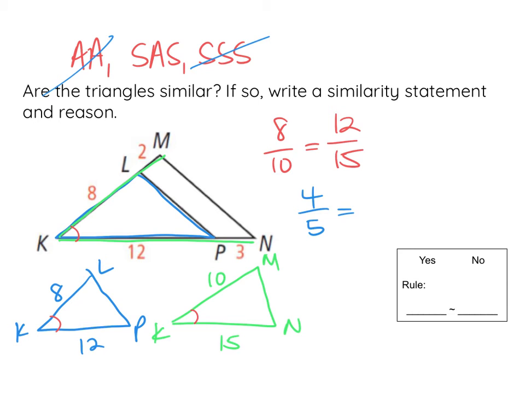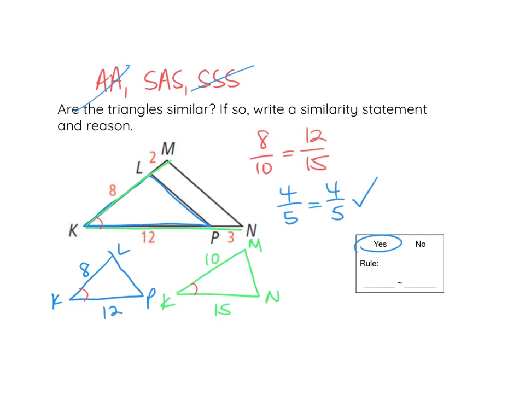And then 12 and 15, those are both divisible by 3. If I do that, I get 4 over 5. So that checks out. We have our congruent angles, so we're going to say yes, those are similar. My rule would be side, angle, side.